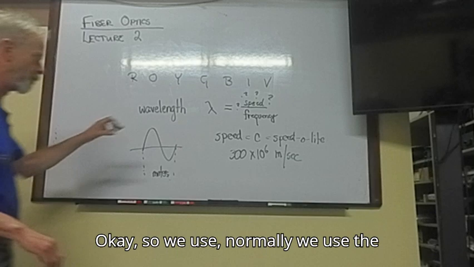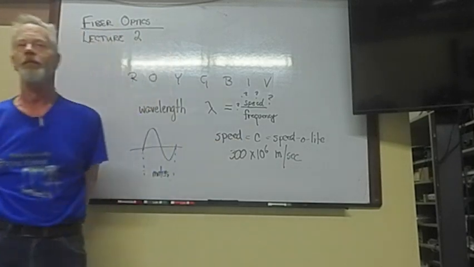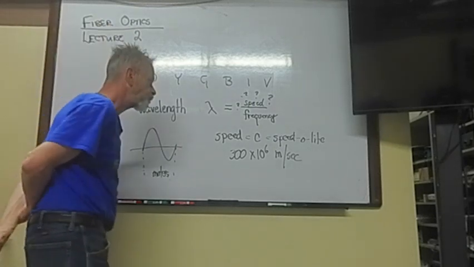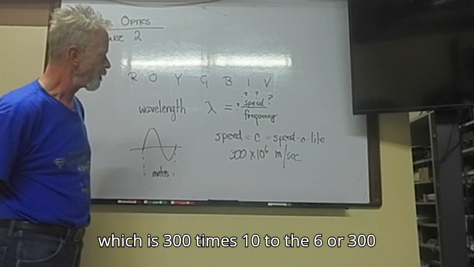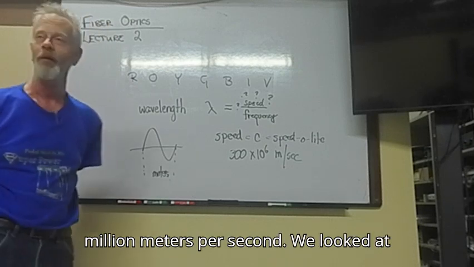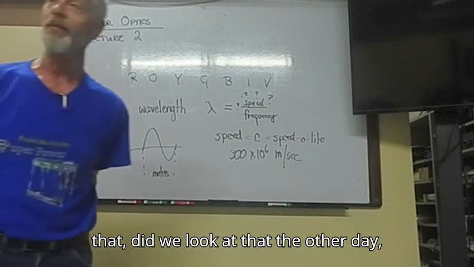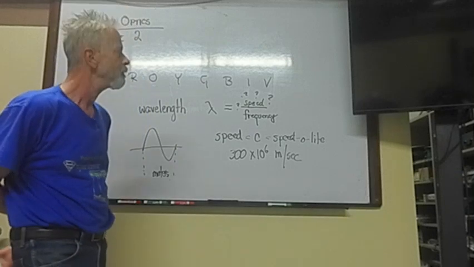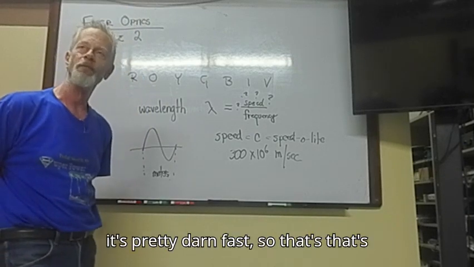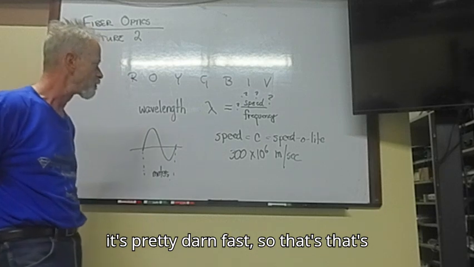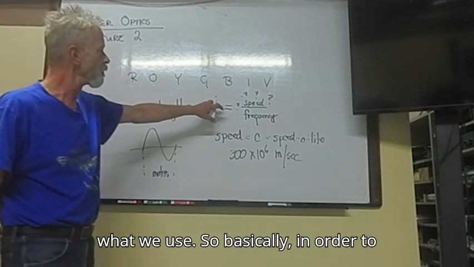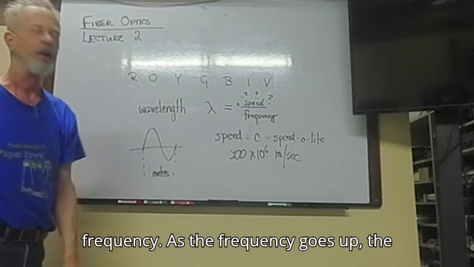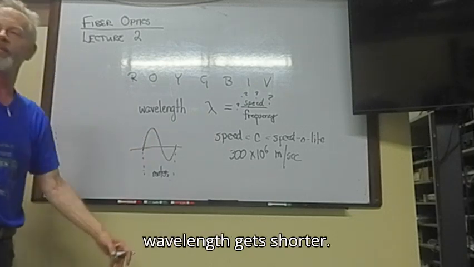Okay, so normally we use the speed as the speed of light, which is 300 times 10 to the 6, or 300 million meters per second. We looked at that. Did we look at that the other day, at how slow light really is? Yes. But, you know, in our world, on the Earth, it's pretty darn fast. So that's what we use. So basically, in order to calculate the wavelength, we simply take the speed of light and divide it by the frequency. As the frequency goes up, the wavelength gets shorter.